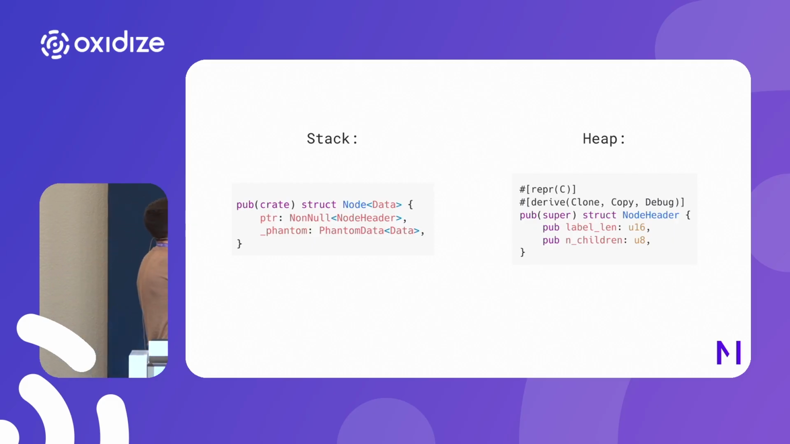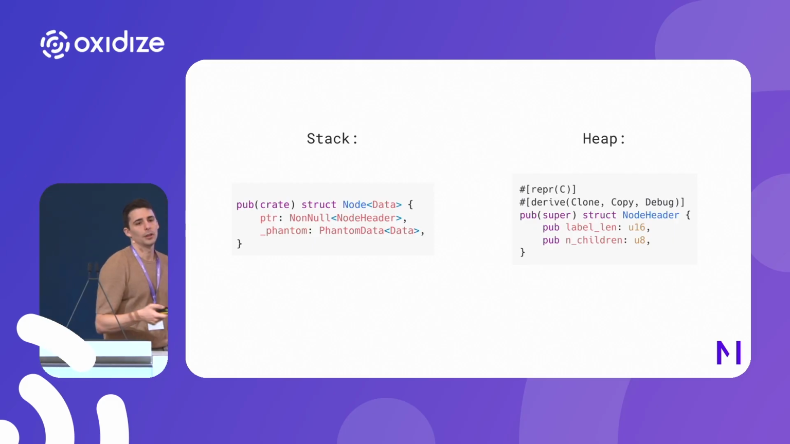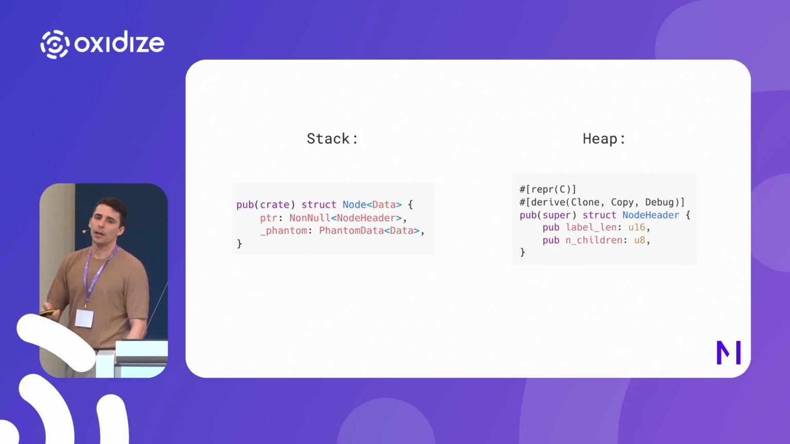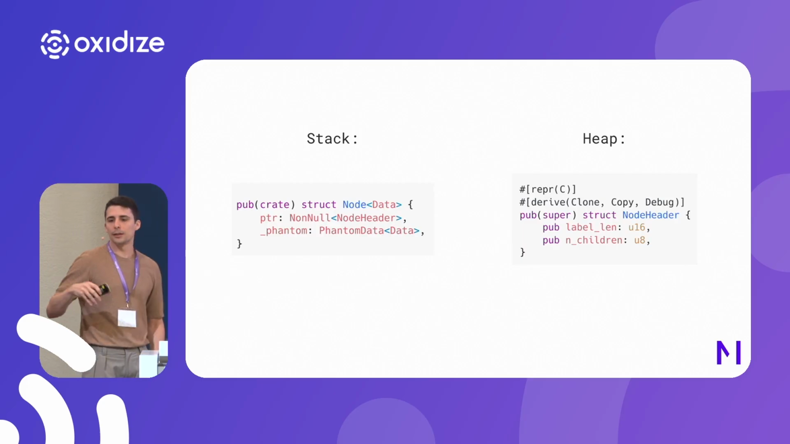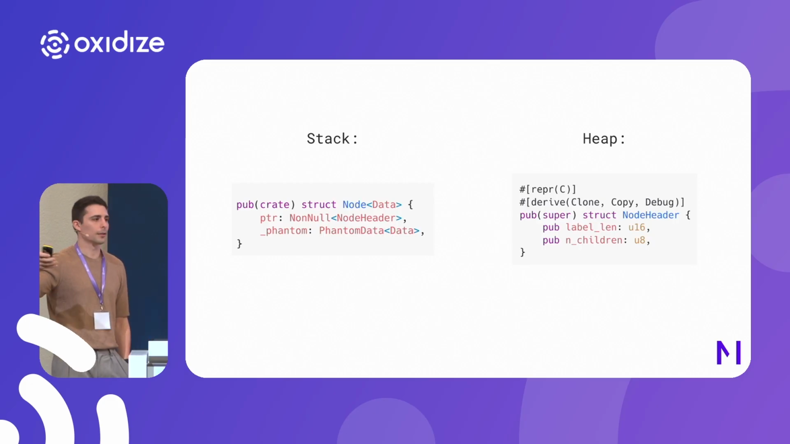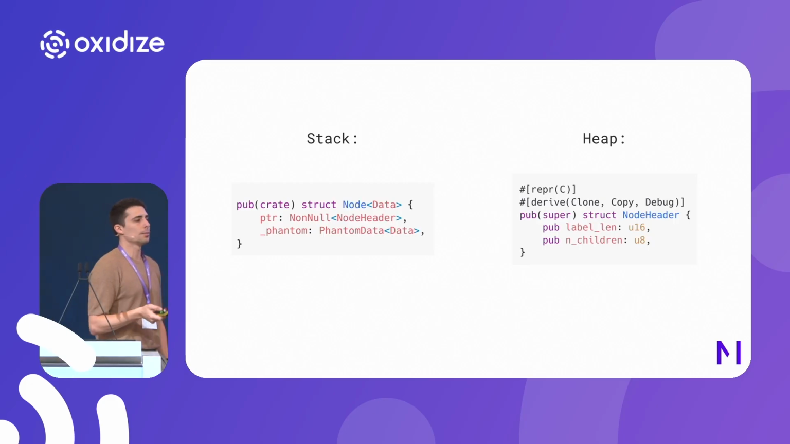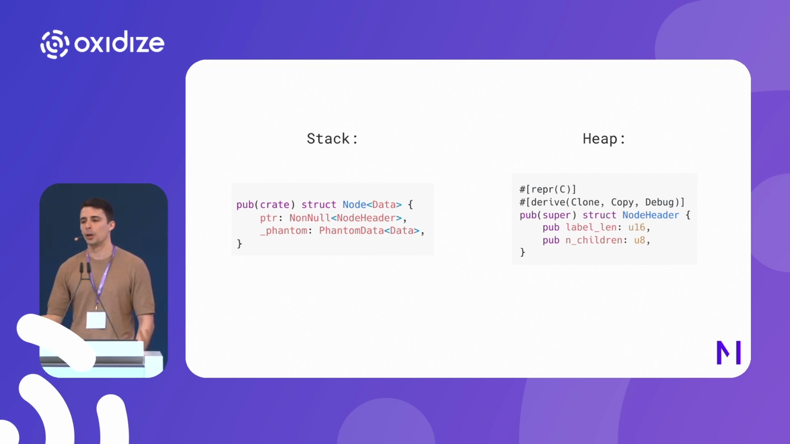So you define a stack type, which is going to be a node. That's going to have a pointer to the heap allocation that's going to store the node data. And we're going to have a little phantom data there to tell the type system that this type is generic. So we have a data payload. On the heap, we're just going to represent the fields which have known-at-compile-time offsets and sizes.